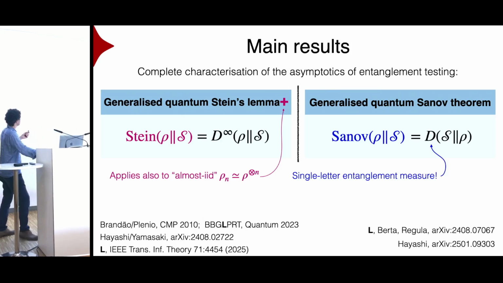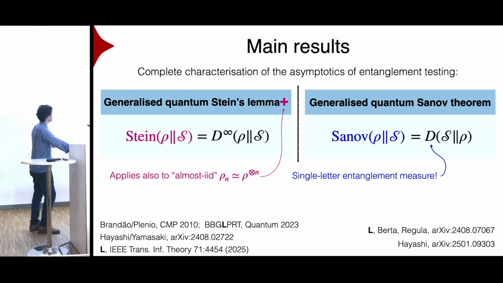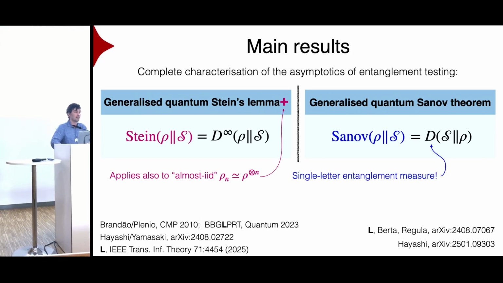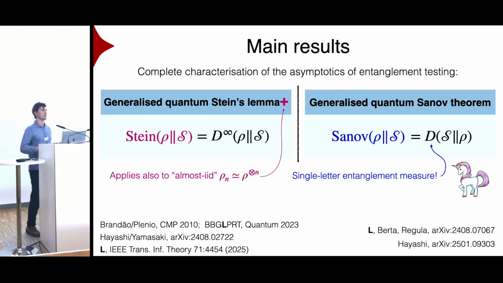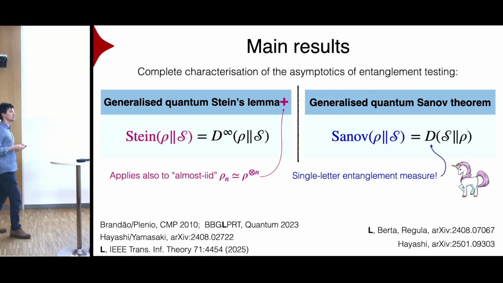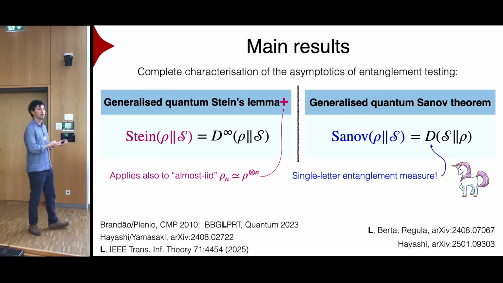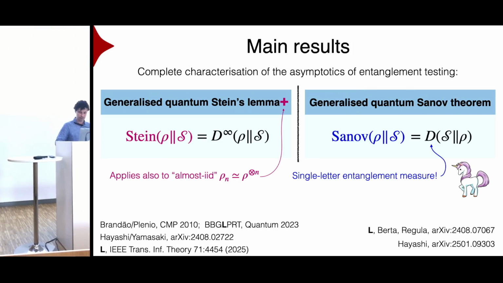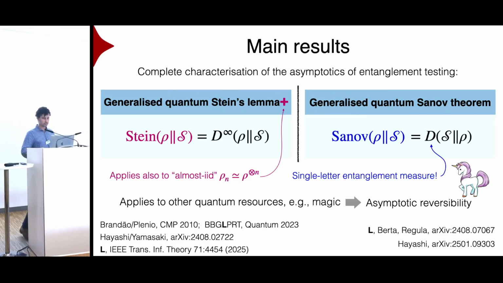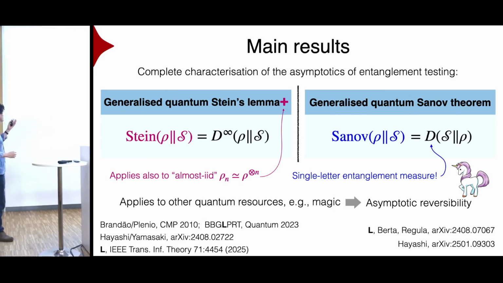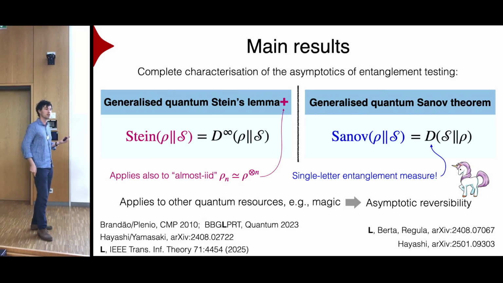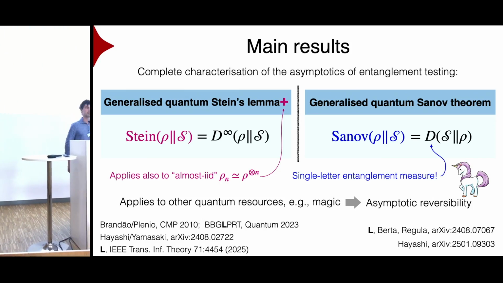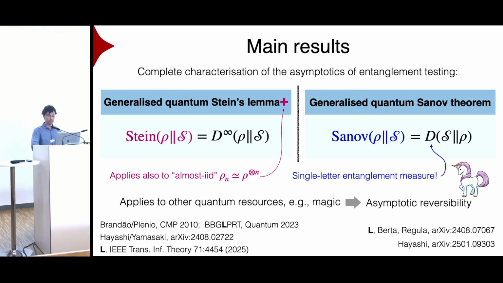The other thing I want to emphasize is that this generalized quantum Sanov theorem gives an operational interpretation to this reverse relative entropy of entanglement, which is a single letter entanglement measure with an asymptotic operational interpretation. This is very unique among entanglement measures. Usually when you have an operational interpretation, it's very difficult to calculate because it's regularized. But in this case, by some miracle of the relative entropy, it's not. All of what I'm saying applies to other quantum resources, for example, quantum magic. In fact, essentially any quantum resource you want to look at, you can apply this to.